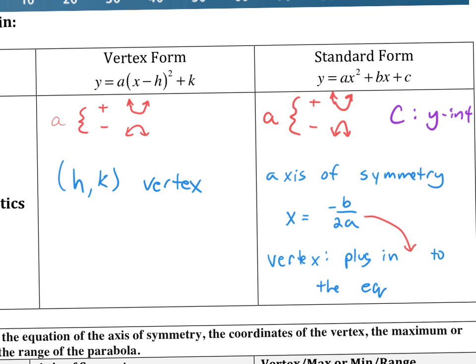One other thing that's true for both of these is that when the absolute value of A is greater than 1, we have a stretch. And when the absolute value of A is between 0 and 1, then we have a compression.